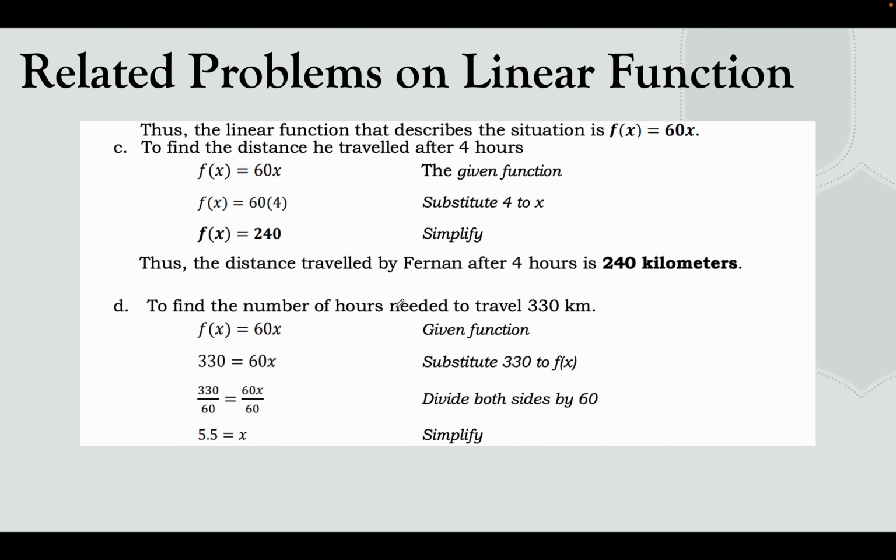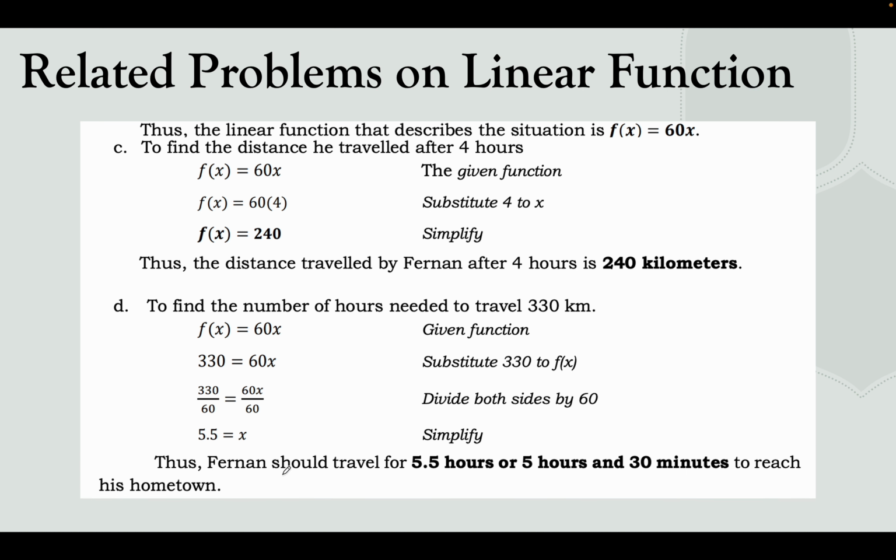To find the number of hours needed to travel 330 kilometers, you need to substitute 330 kilometers to your f of x or your y. So 330 equals 60x. Divide both sides by 60. 60x divided by 60, we have x. 330 divided by 60, we have 5.5. Thus, Fernand should travel for 5.5 hours or 5 hours and 30 minutes to reach his town.